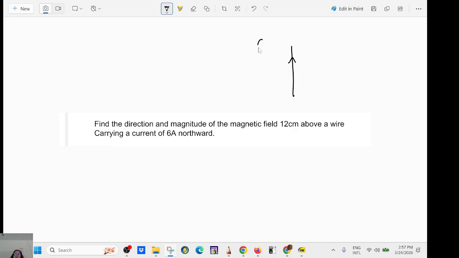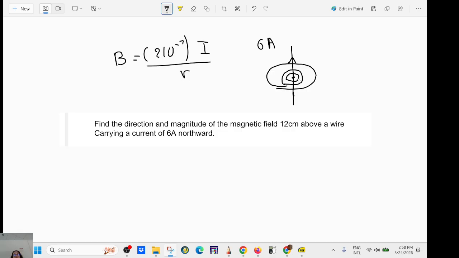So let's see, the current is going this way. So the magnetic field is circling around, right? First it's going to be very strong, and then it's going to decrease. So the magnetic field is, if I use my shortcut, 2 times 10 to the negative 7, the current over the distance from the wire. So that's a distance R. Agree, everyone?